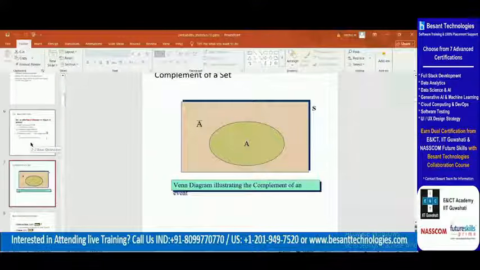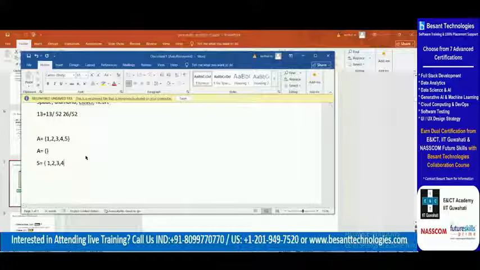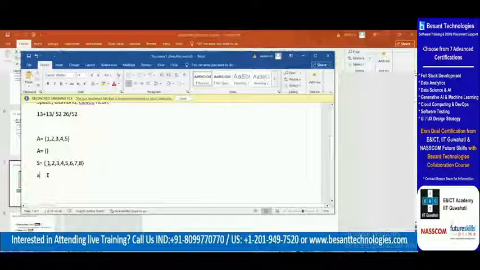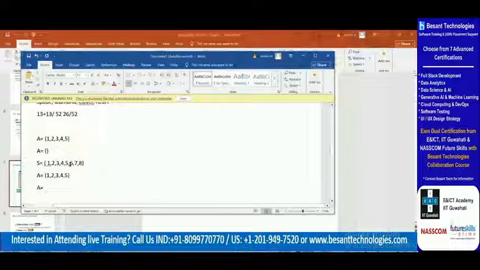For example, consider the sample to be 1, 2, 3, 4, 5, 6, 7, 8. Now I'm going to take only the A as this one. If I ask you what is A complement, the other components which I have not represented in this A, that would be added. Which are not in the A are 6, 7, 8. So the A complement will be 6, 7, and 8.